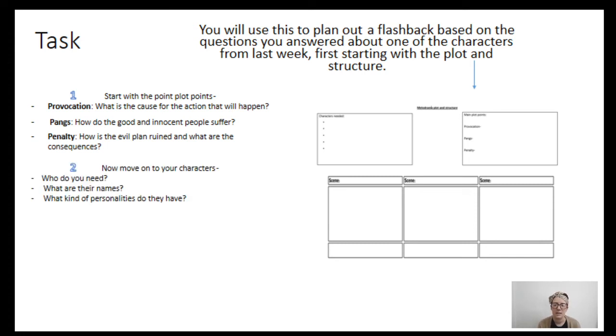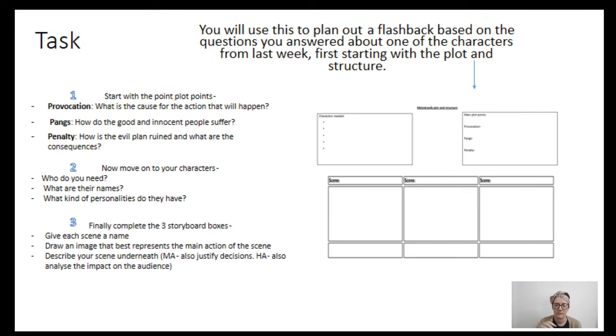Next bit then, so we're looking to the left at the top. We're going to move on to our characters. So who do you need? What are their names and what kind of personalities do they have? And then finally, to complete the storyboard boxes. So give each scene a name. Draw an image that best represents the main action of the scene.